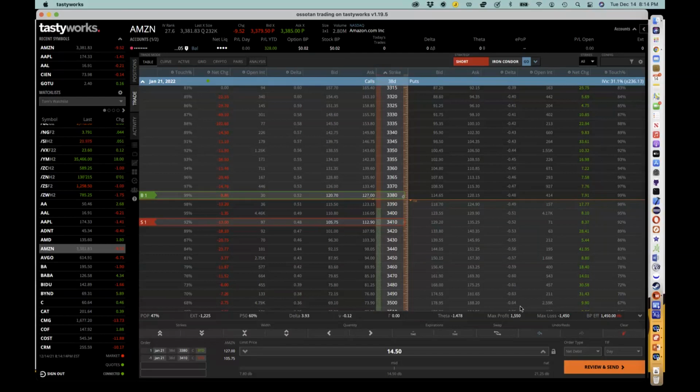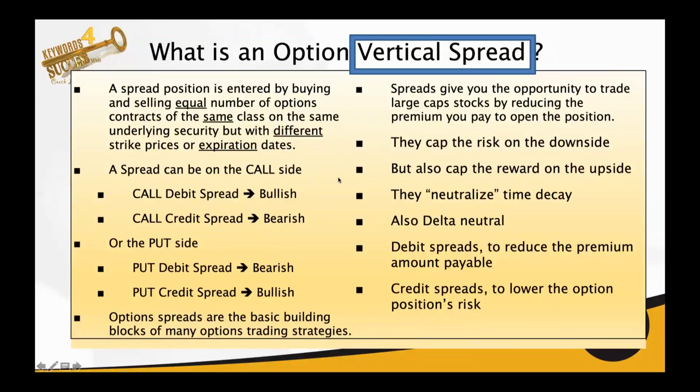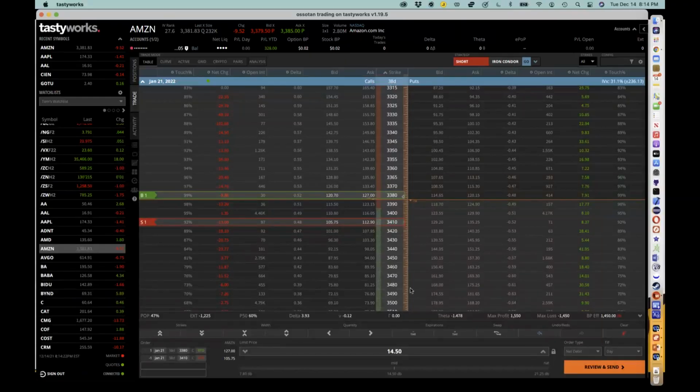So spreads allow you to trade large caps, number one, and number two, they allow you to minimize your loss, but at the same time cap your profit as well. If I remove this leg here, I'm only buying Amazon here, and Amazon starts dropping, I'm exposed to lose 12K. Should Amazon go bankrupt here, I'm losing $12,000.